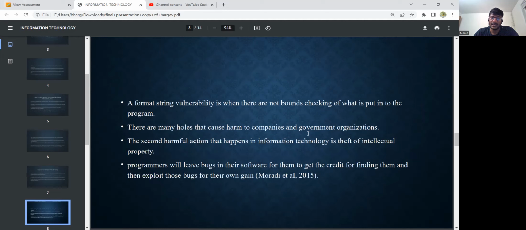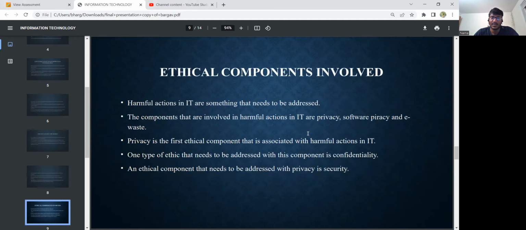The second harmful action that happens in information technology is theft of intellectual property. Programmers will leave bugs in their software so they can get the credit for finding them, and then exploit those bugs for their own gain.